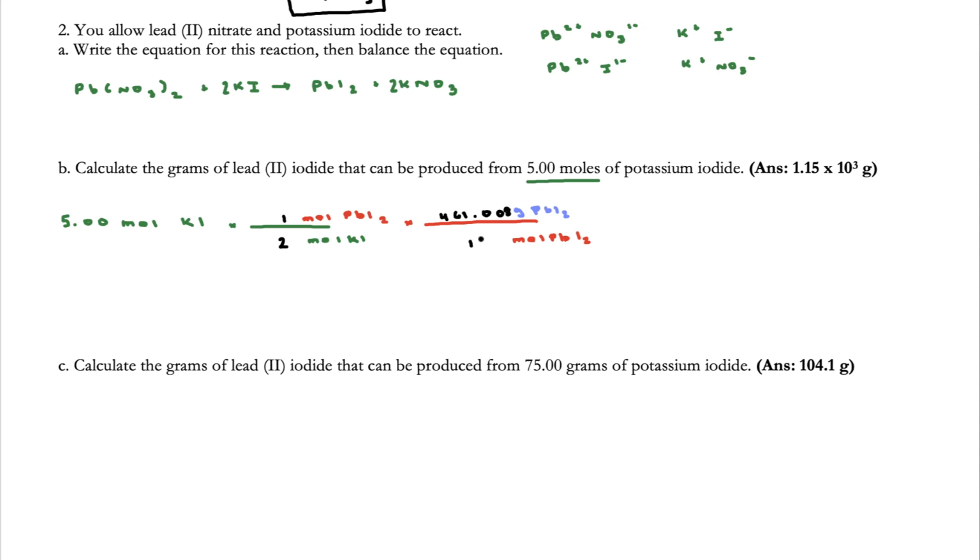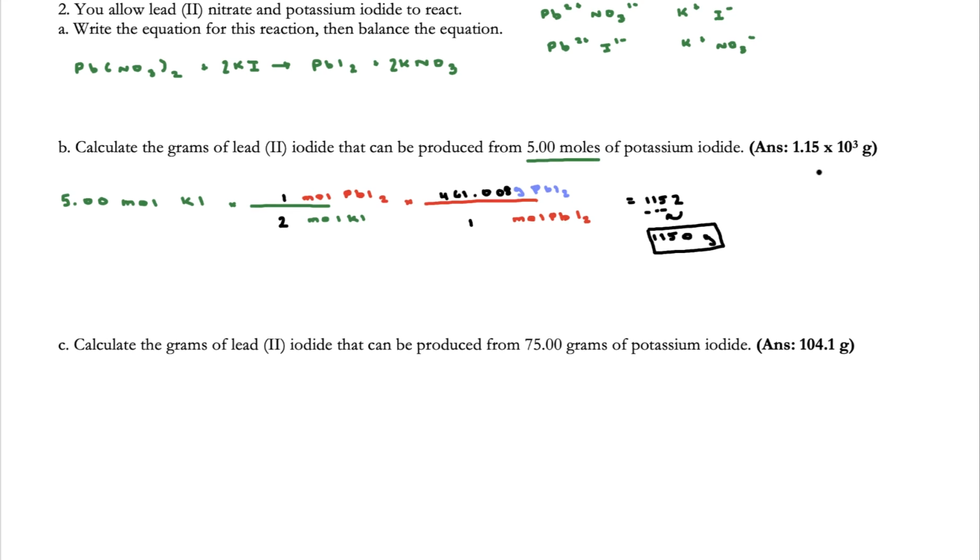So I'm going to take my 5, I'm going to divide by my 2, and then I'm going to multiply by the 461, and I get 1,152.5 grams. Note 5.00 has 3 sig figs, so 1, 2, 3 for my final answer. That does not round that up, so it's going to be 1,150 grams. Or if you want to put this into scientific notation, you would move your decimal place over 3 places, 1, 2, 3, and you would get 1.15 times 10 to the 3rd grams. Either answer is perfectly fine.